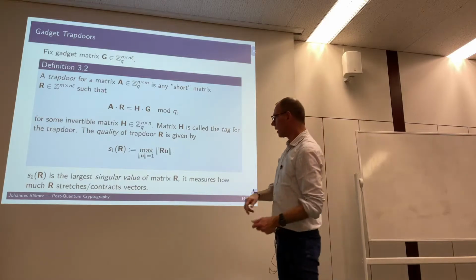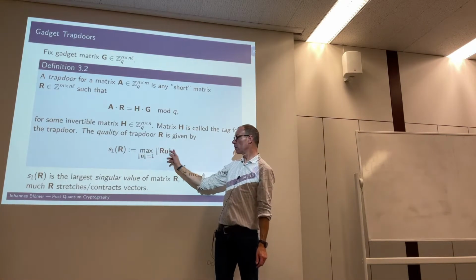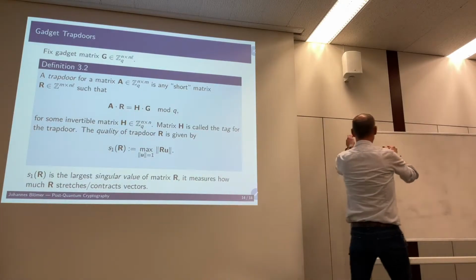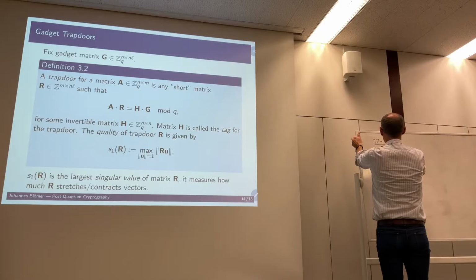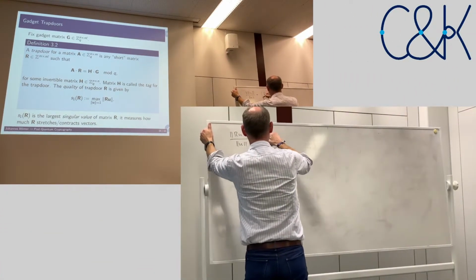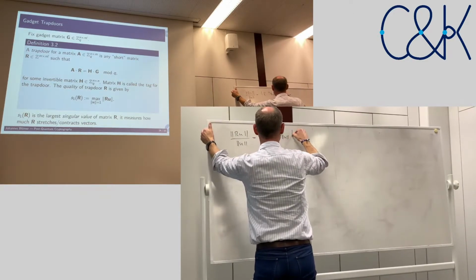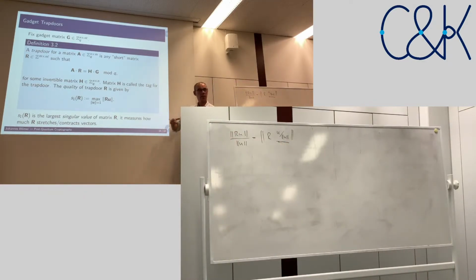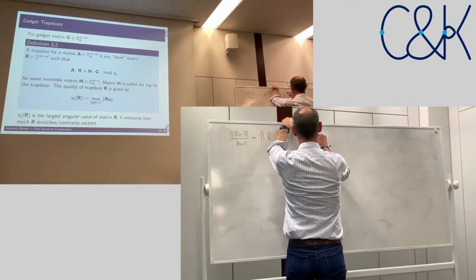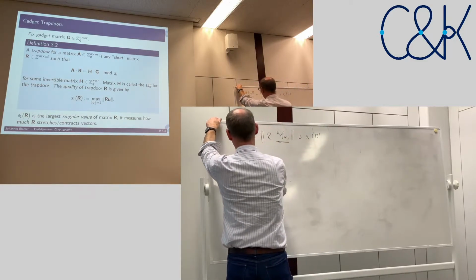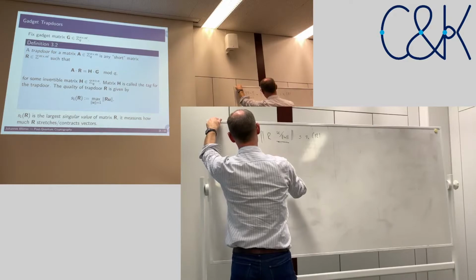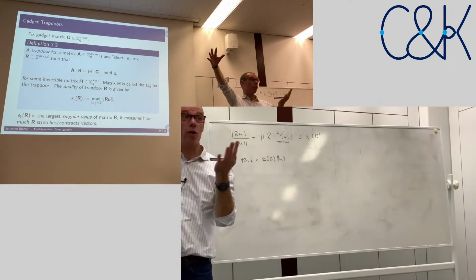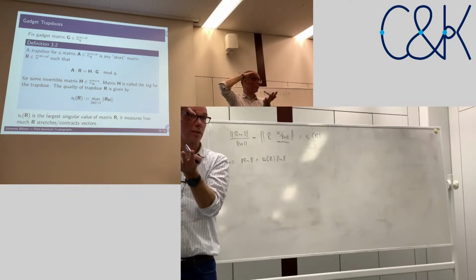Here U is 1, but you could also instead always divide by the length of U. You can always say that R U divided by the length of U is the same as R of U divided by its length, because R is linear, and this is a unit vector. So this is always less than S1 of R, so you can always say that the length of R of U is less than S1 of R times the length of U. So this really means how much does it stretch or contract. S1 can also be smaller than 1.